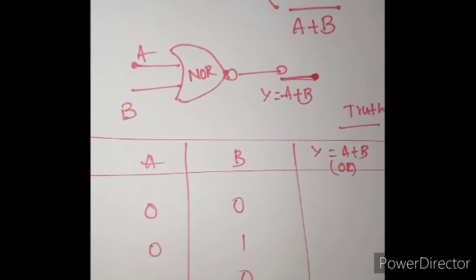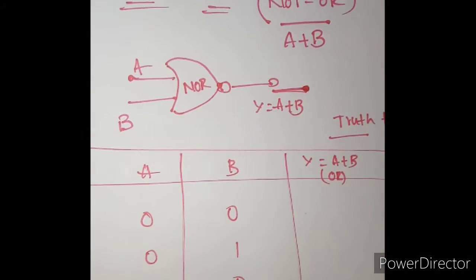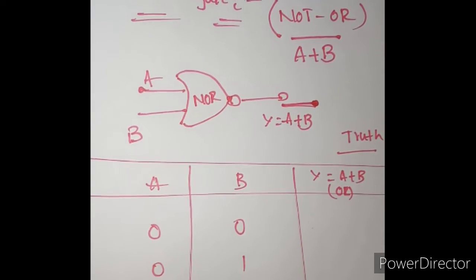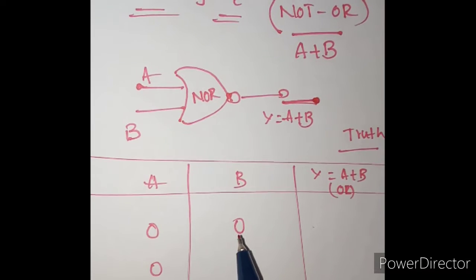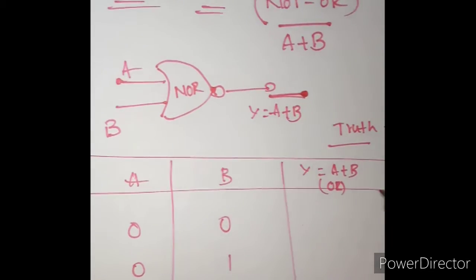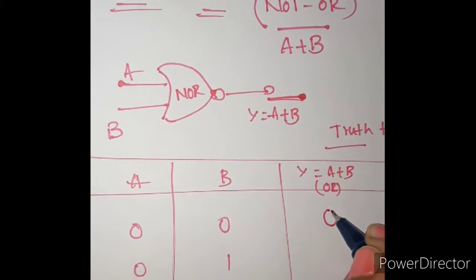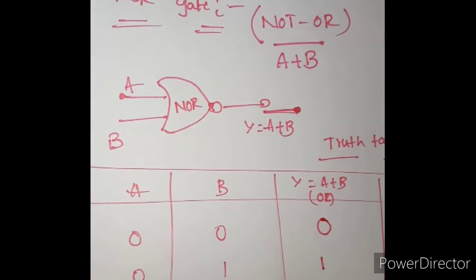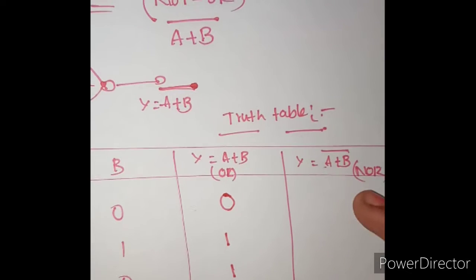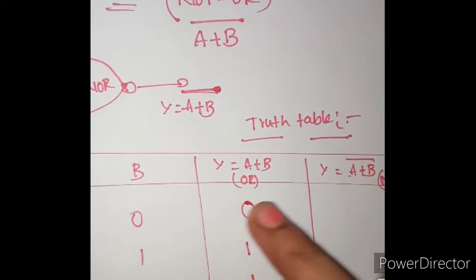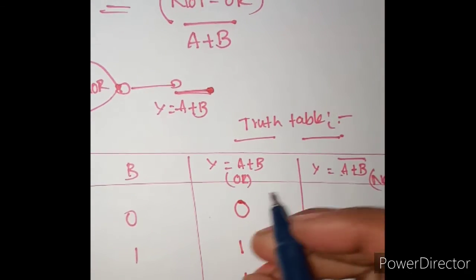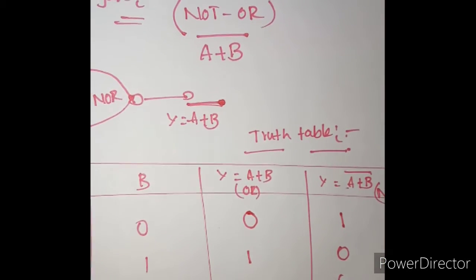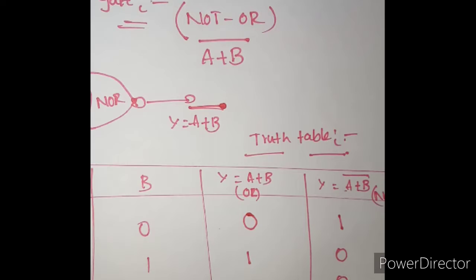See here, we know the OR gate already. Here, when both inputs are low, the output is low, that means 0. In the remaining conditions, the output is high. We know that the NOR gate is a complement of the OR gate. So 0 complement 1, 1 complement 0, 1 complement 0, 1 complement 0.